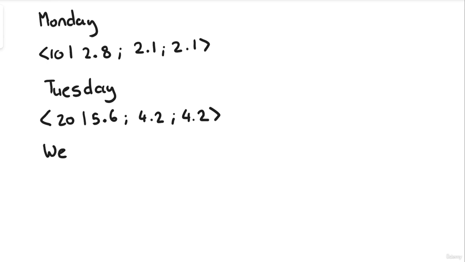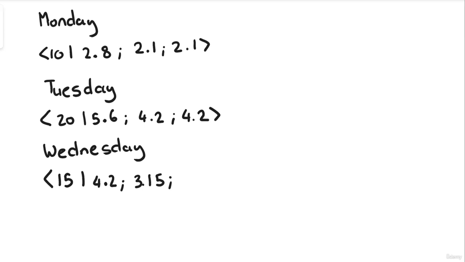And on a Wednesday, 15 liters of water go in, 4.2 liters go to the hydrangeas, 3.15 to the daisies, and 3.15 to the sunflowers. So basically, an input of 10 should give you an output of 2.8, 2.1, and 2.1. An input of 20 should give you an output of 5.6, 4.2, and 4.2. And an input of 15 should give you an output of 4.2, 3.15, and 3.15.